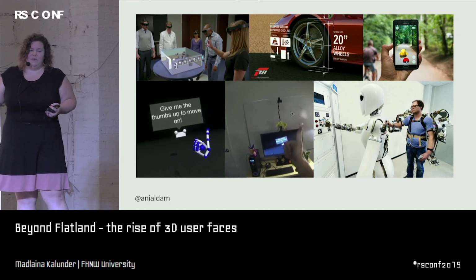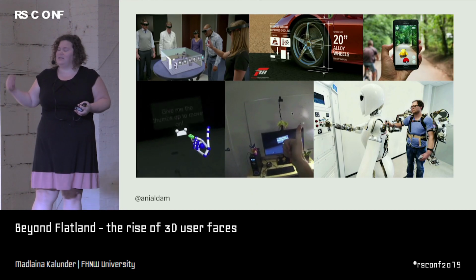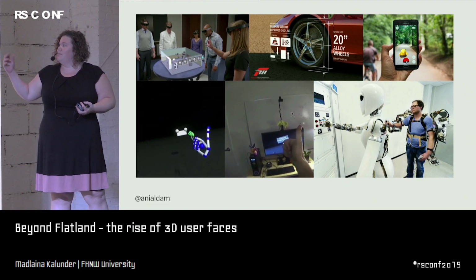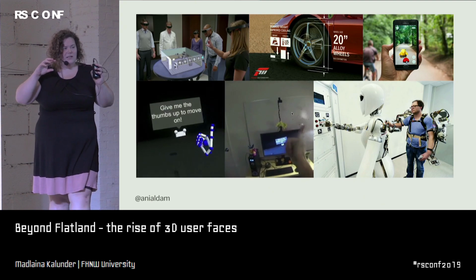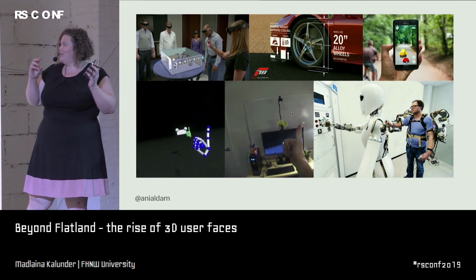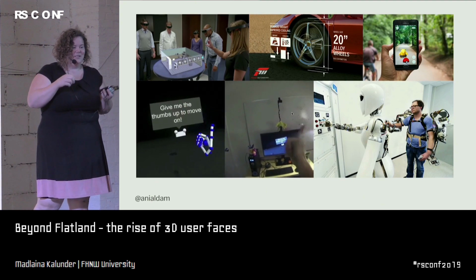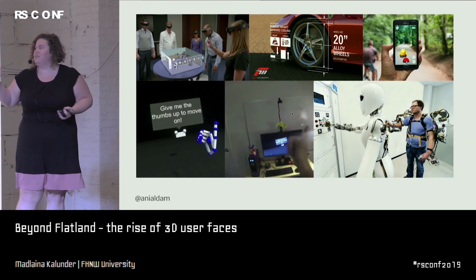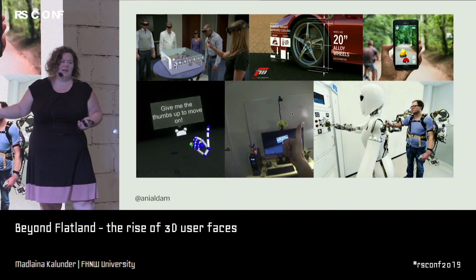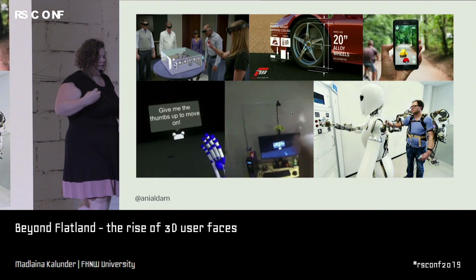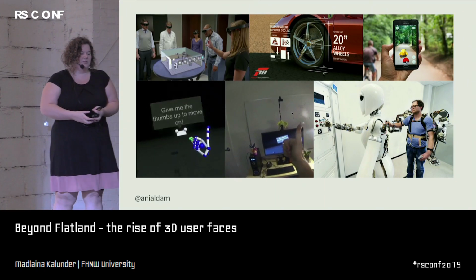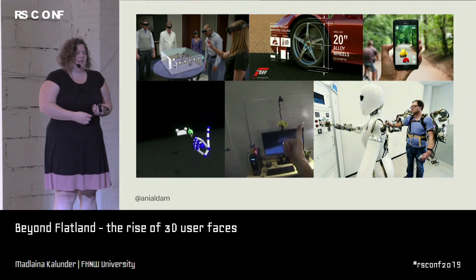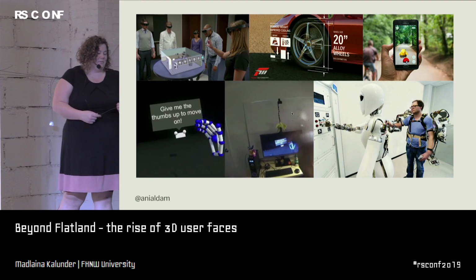Then we also have 3D user interfaces that are actually just a two-dimensional representation, but they are in the 3D space, located on a specific element of the object we want to describe. So in this case, it's this car, it's the wheel of the car that we want to give more information to the user.